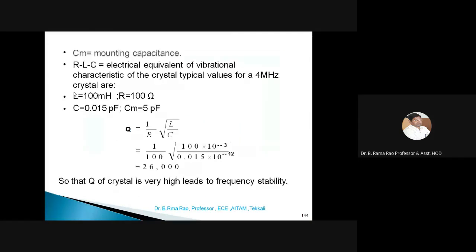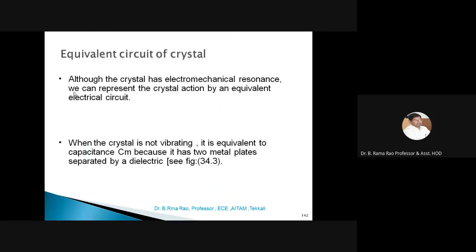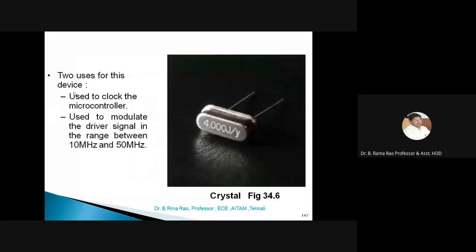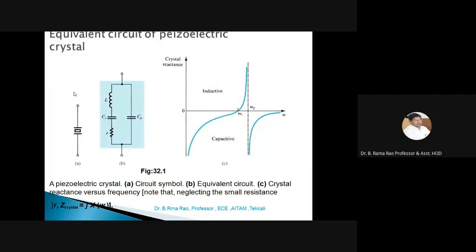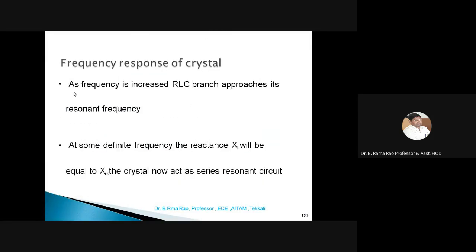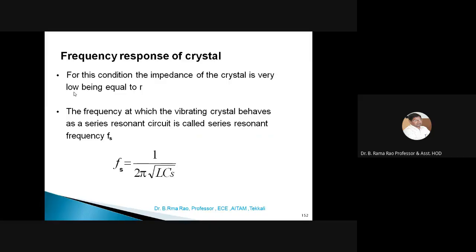Okay, you will go through this equivalent circuit. The equivalent circuit of the crystal, go through this material. I will supply it to you, and then find the equivalent circuit. After that, the frequency response. The frequency response is like this, and this is the frequency of the oscillator.